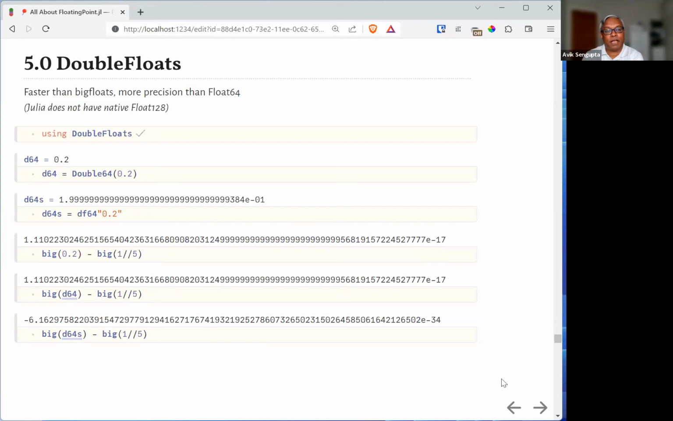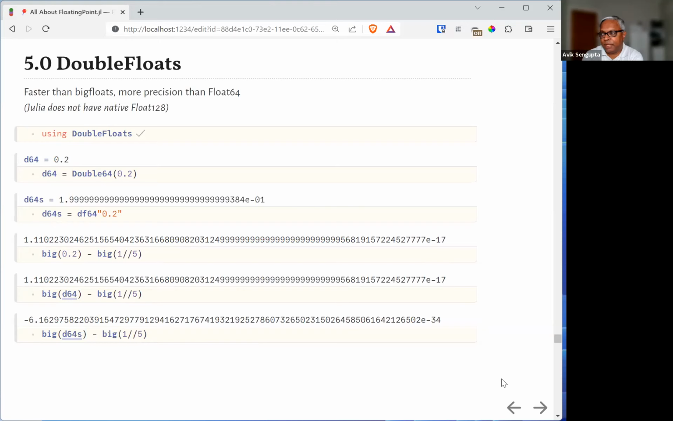One sort of halfway house is something called double floats. What double floats are is actually two floating point numbers put together, side by side. They are stored side by side in memory, and they give you additional precision, right?